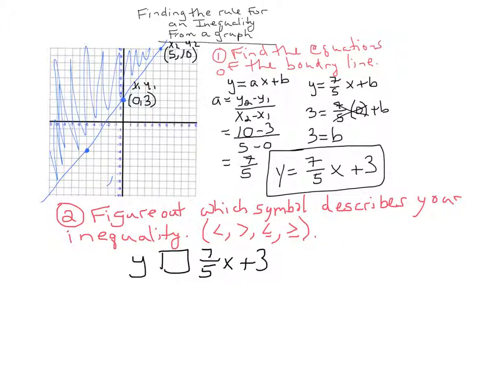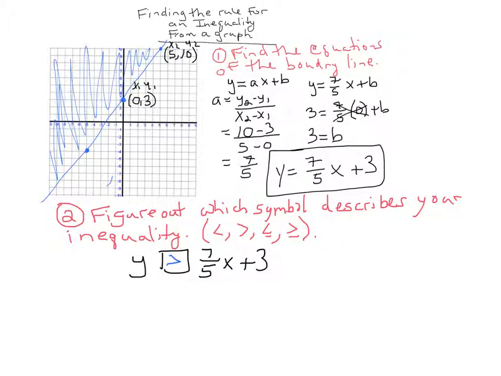So what symbol do you think it's going to be? Just greater than or less than. Don't worry about the equal to part right now. I think greater than. I agree, greater than. Y has to be greater than because y is on top of our line. So we're definitely greater than. But wouldn't it be equal to because it's a straight, like a full line?